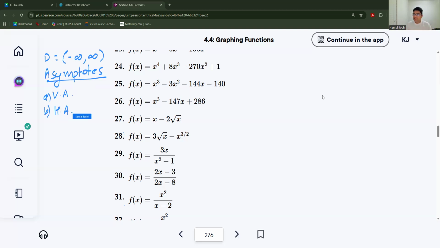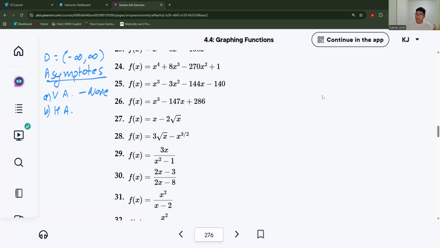Now, to have a vertical asymptote, the function should go to infinity at a finite point. That's important. Okay, the values of the function should become infinity or minus infinity at a finite point in a continuous way. Then you have a vertical asymptote. So in this case, the answer is none. It doesn't have any.